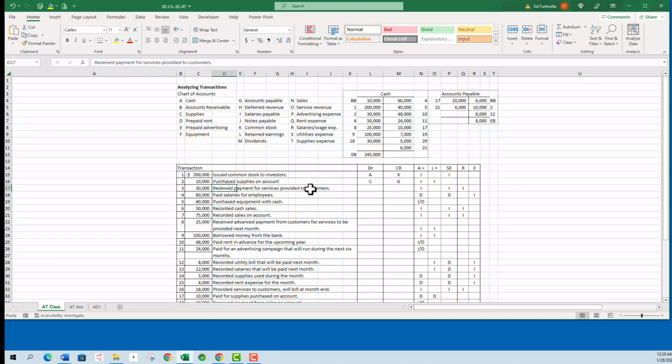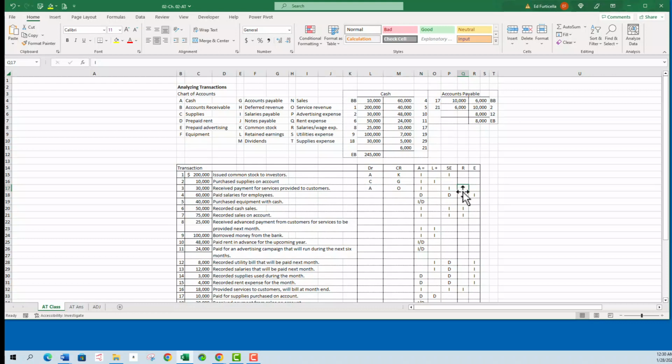In number 3, we receive payment for services provided to customers. If we receive payment, that means cash is increasing. So we debit the letter A for cash. We credit the letter O because if we provide services to customers, that means we're generating revenue. And O is service revenue. Revenues increase on the credit side. So our assets are increasing, and so is our stockholders' equity. And the reason why stockholders' equity is increasing is because we have revenue, and that revenue ultimately increases retained earnings.